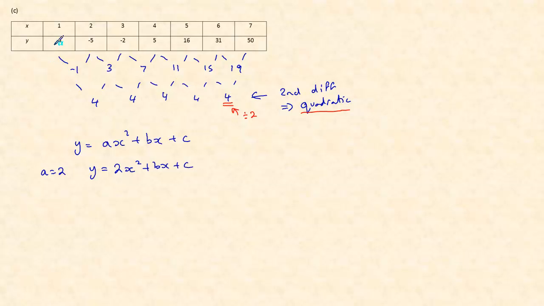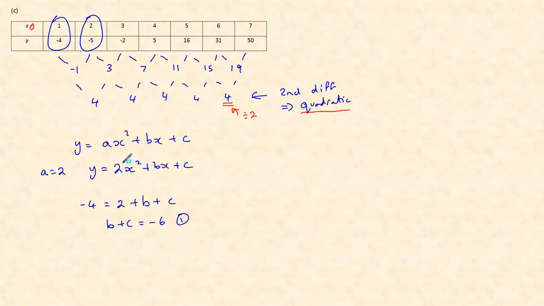Now we can use the difference trick to get at the c if we want to. I'm not going to do it that way though. I'm just going to use two values and do simultaneous equations. So I'll use these two. So when x is 1, y is negative 4. So negative 4 is equal to, x is 1, so this is going to be 2 plus b plus c, giving me b plus c equals negative 6. Let's call that equation 1.